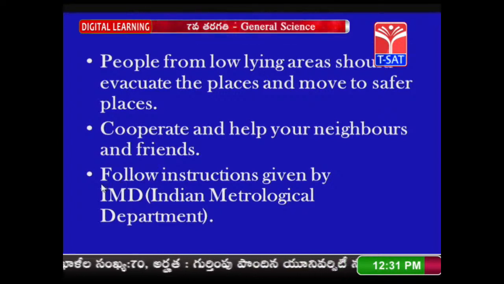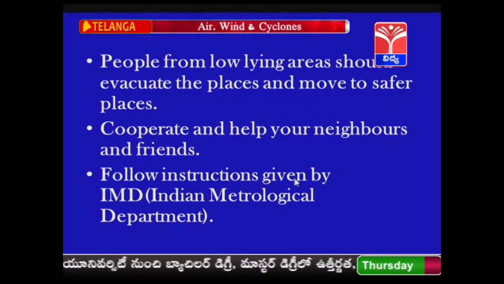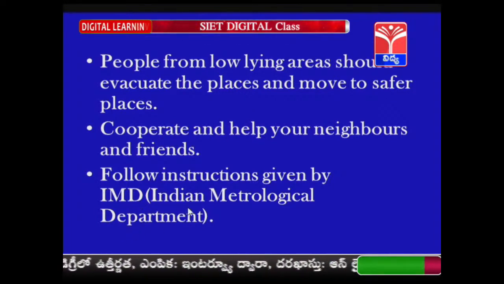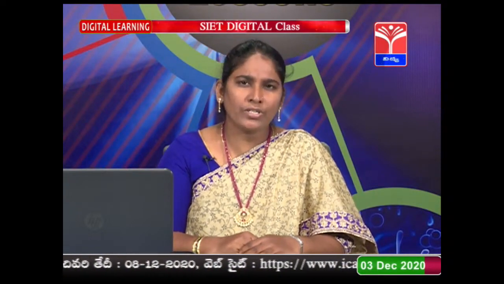And very important, you have to follow the instructions issued by the IMD. What is IMD? Indian Meteorological Department. They are putting in a lot of effort and they give the information 48 hours ahead. So, we should follow the instructions given by the meteorological department. So, children, we have come to the end of this session. We will try to recall what we have learned.